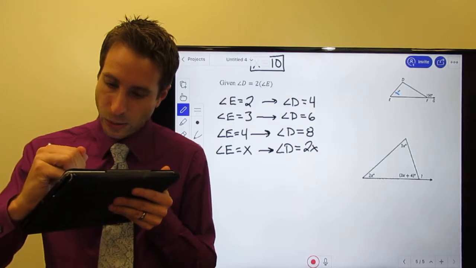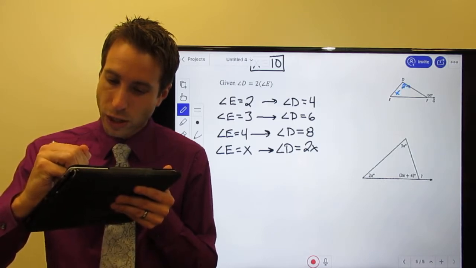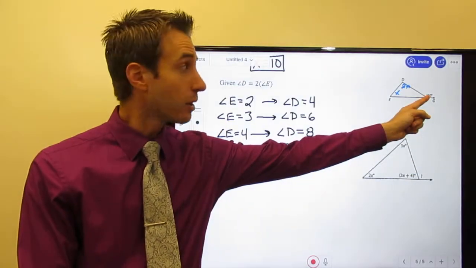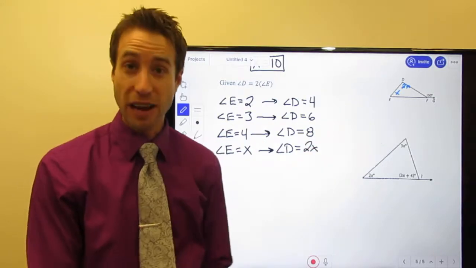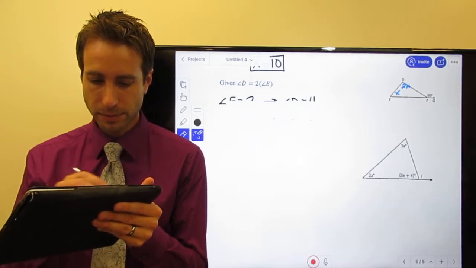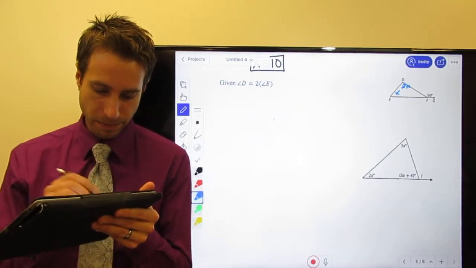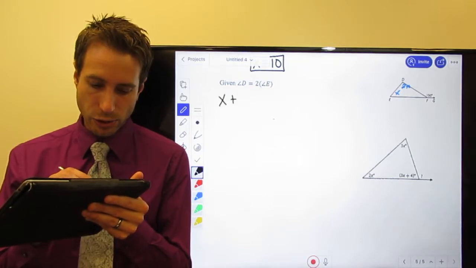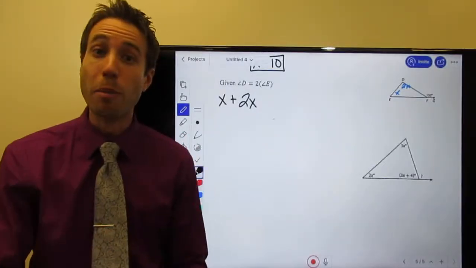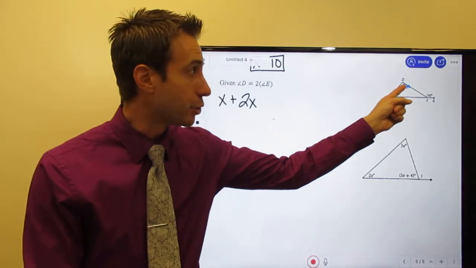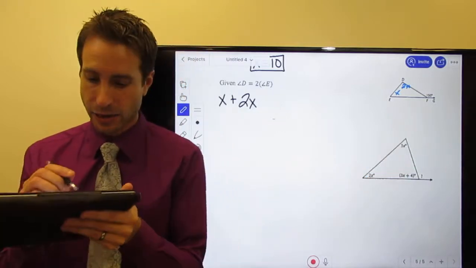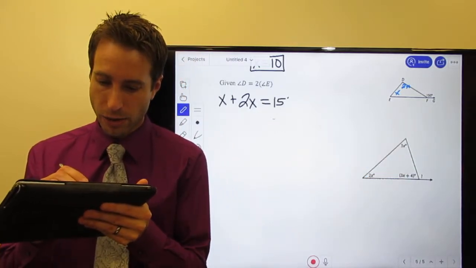All right, guys, plug it in. We know that E is equal to X, D then must be equal to 2X, and here we go. I know the exterior angle, and we just found the remote interior angles. Set it up. I know that X plus 2X, the remote interior angles, X and 2X, they have to add to get the exterior angle. These guys must sum to 150 degrees.